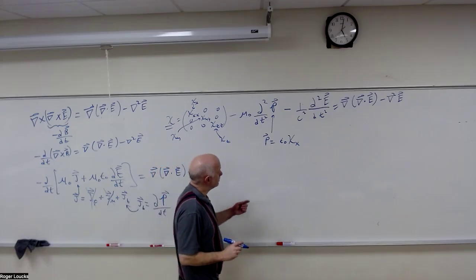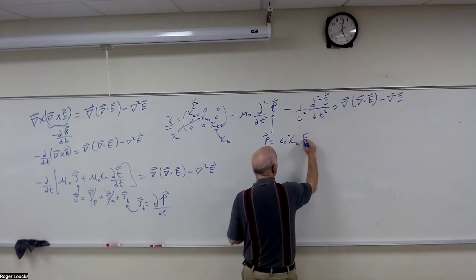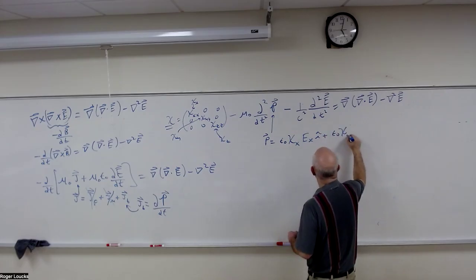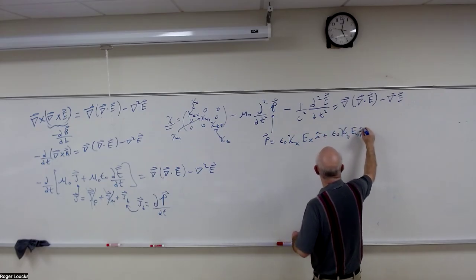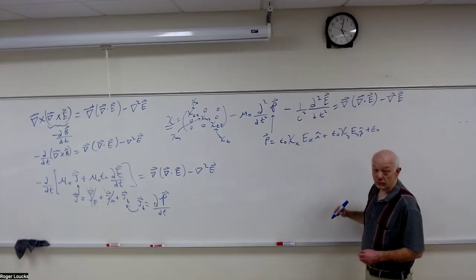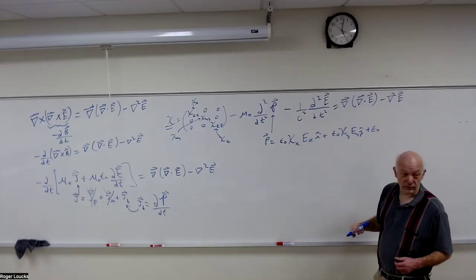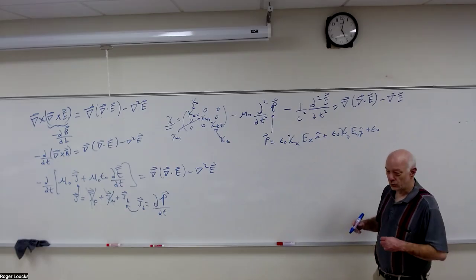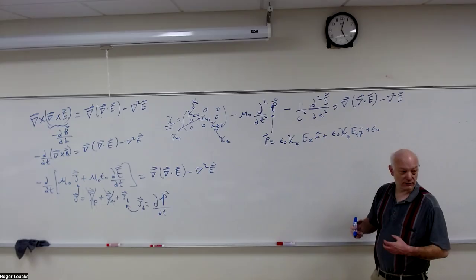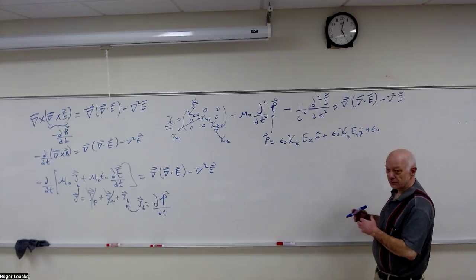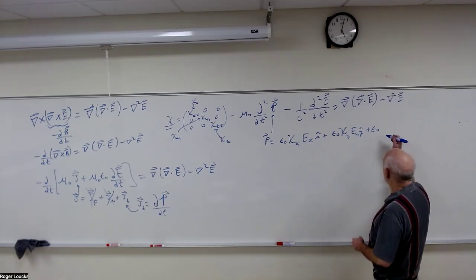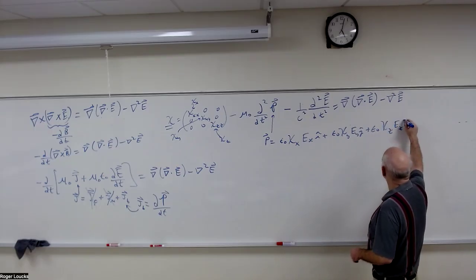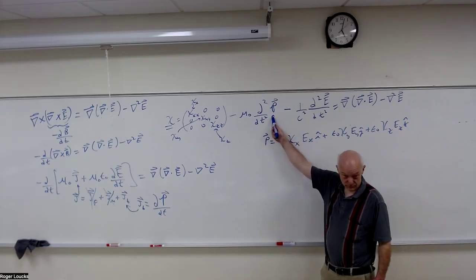So what is this going to become? Epsilon naught chi x Ex i hat plus epsilon naught chi y Ey j hat plus epsilon naught chi z Ez. This is going to hurt. This is going to be a quest of a derivation. Okay. I wish we actually started the class here, but we didn't. This other stuff. But this is going to hurt. Epsilon naught chi zz. So that goes in for here.